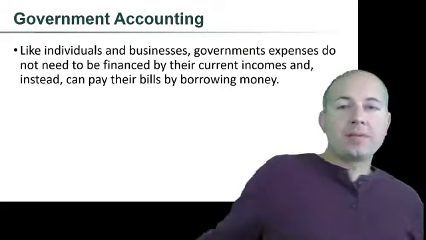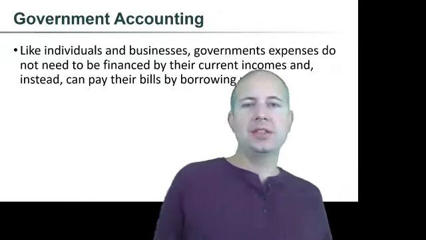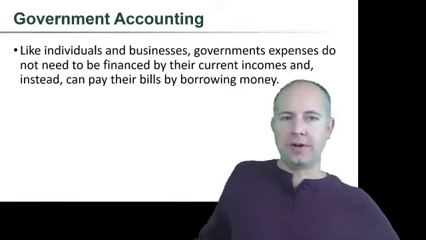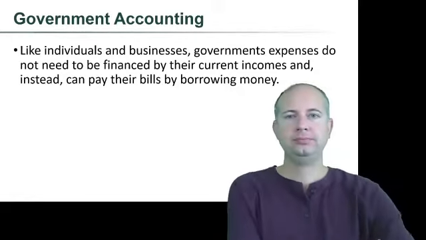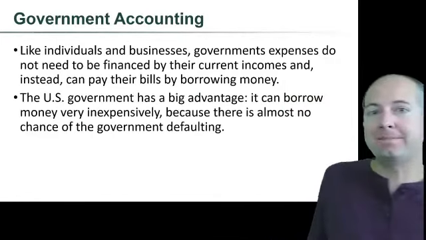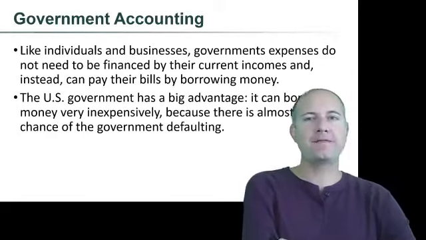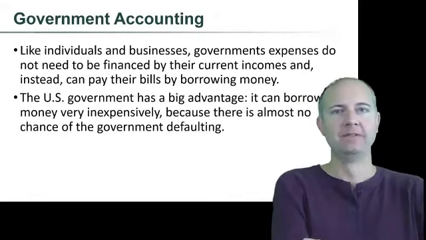So you hear about government borrowing, and if you think about it, this is something that the government's not alone in doing, right? People buy a house, and you don't have all the money for a house, so you borrow money. The US government, unlike you, has a big advantage. It can borrow money very inexpensively because there is almost no chance of the government defaulting.